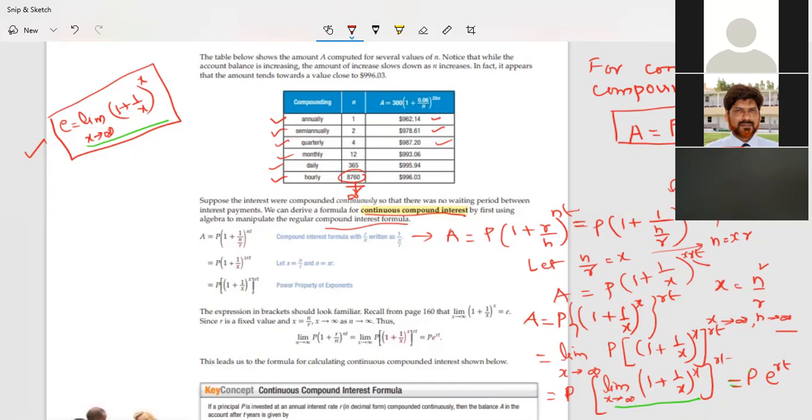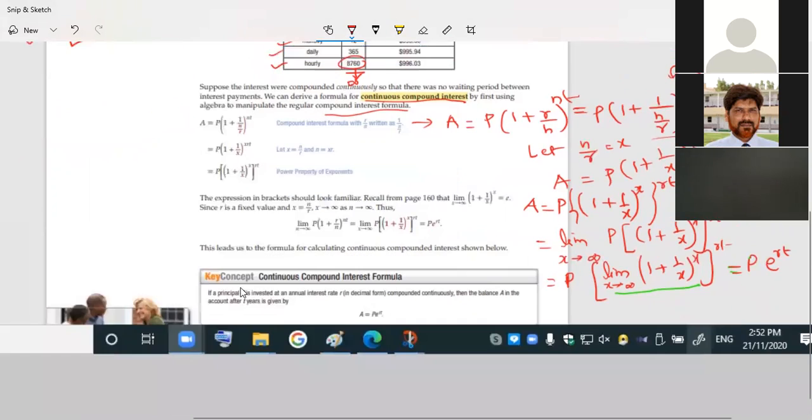The next step is that we have to do this question. This is the formula that we have derived. You can see the formula that I have written there; maybe it is not visible to you, but A is equal to P into e raised to power RT, which we have derived already. This is for continuous compound interest.